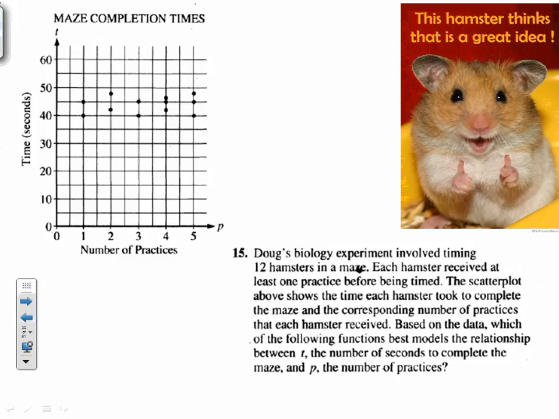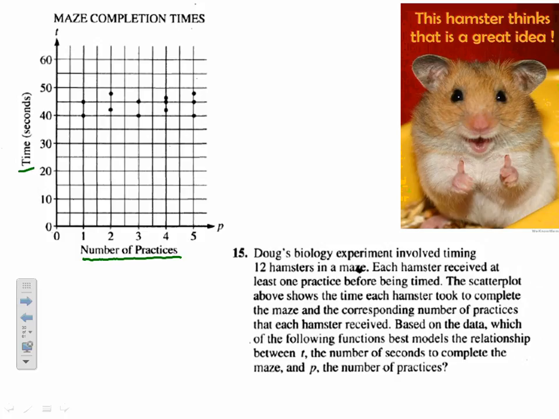So this problem says, Doug's biology experiment involved timing 12 hamsters in a maze. Each hamster received at least one practice before being timed. The scatter plot above shows the time each hamster took to complete the maze and the corresponding number of practices that each hamster received. Based on the data, which of the following functions best models the relationship between t, the number of seconds to complete the maze, and p, the number of practices? So we're looking to see if there's any kind of pattern between the number of practices and the time these hamsters take to complete the maze.